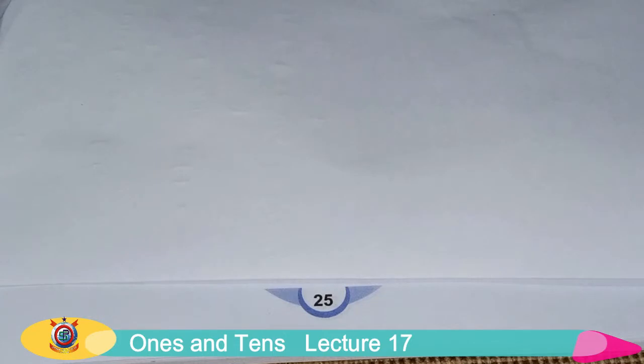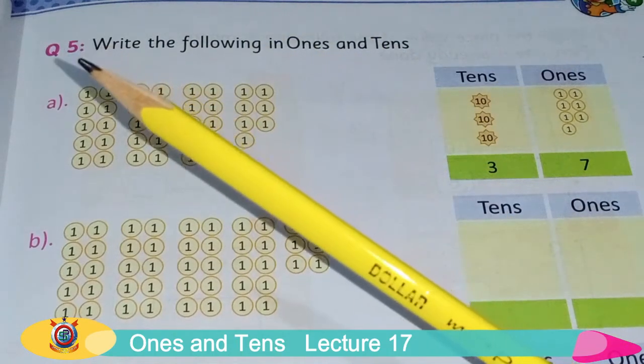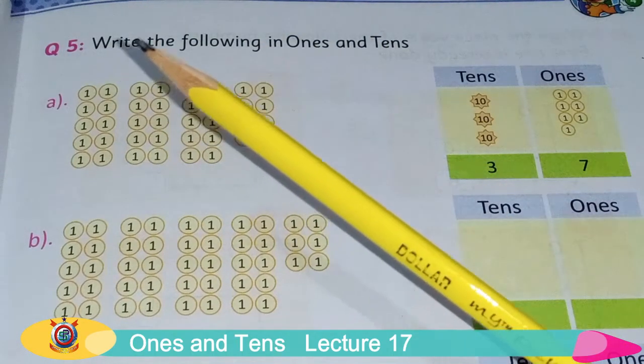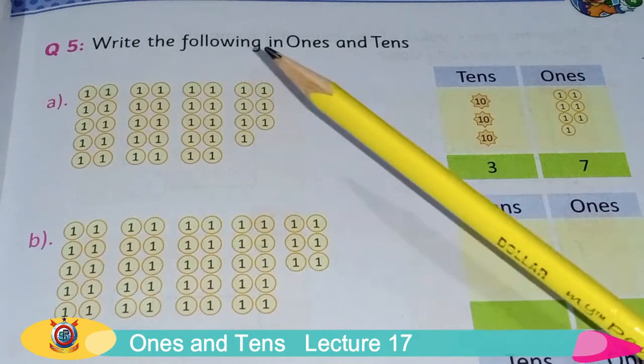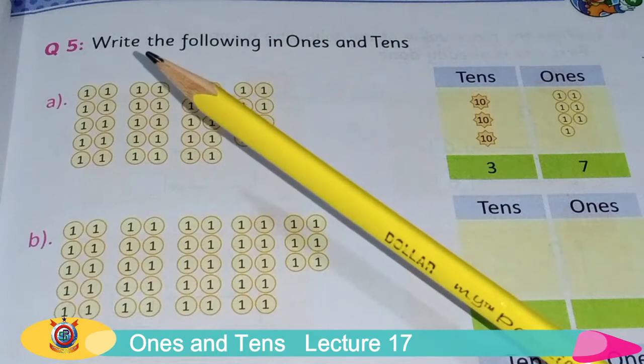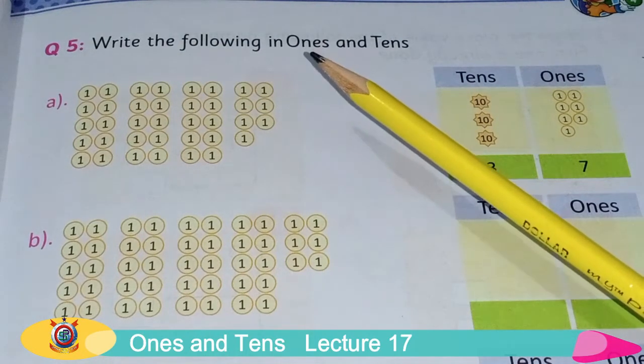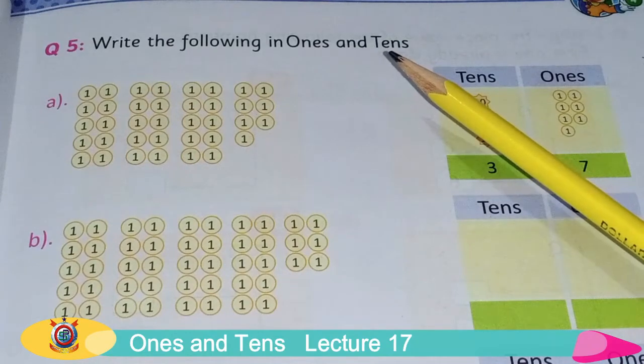Okay, students, all of you open page 25 in your books. This is page 25. Hurry up, all of you open it. Okay, students, on page 25, this is question 5. Question 5 is: write the following in ones and tens.